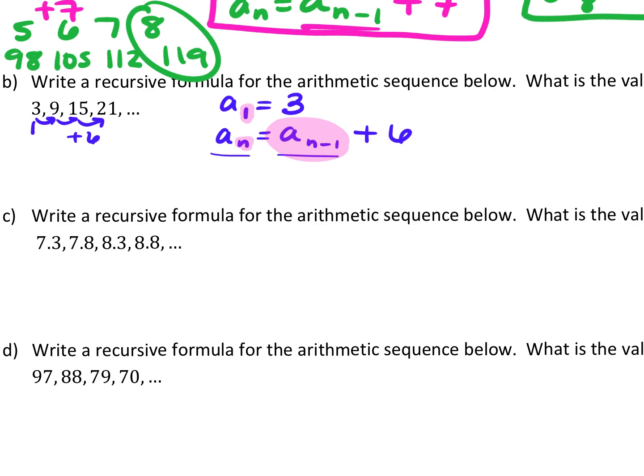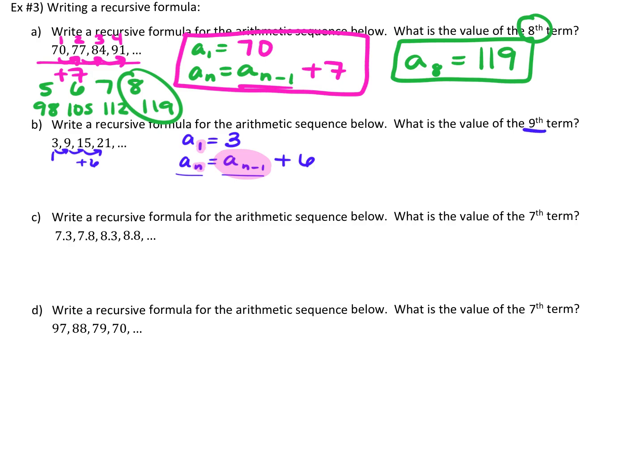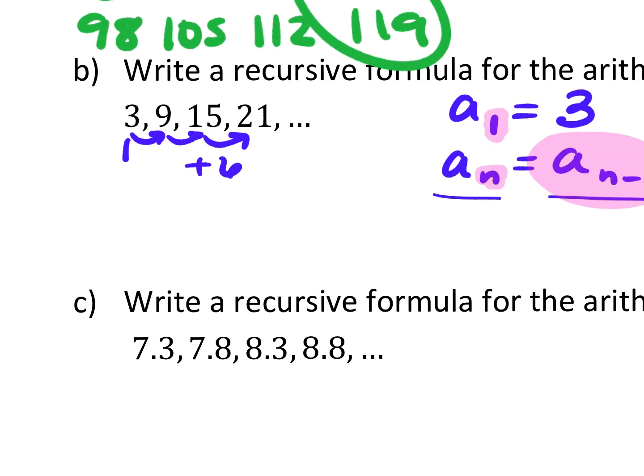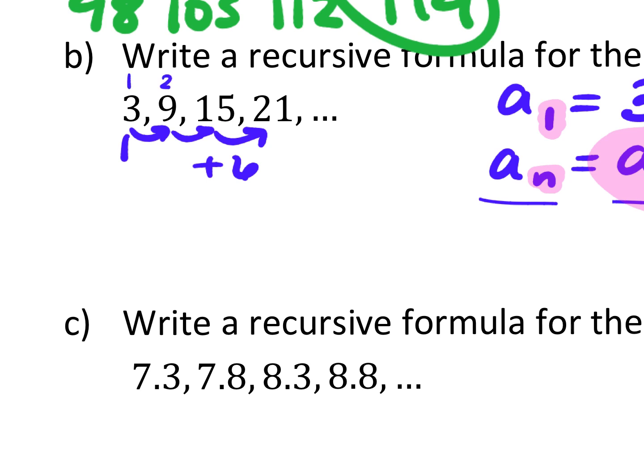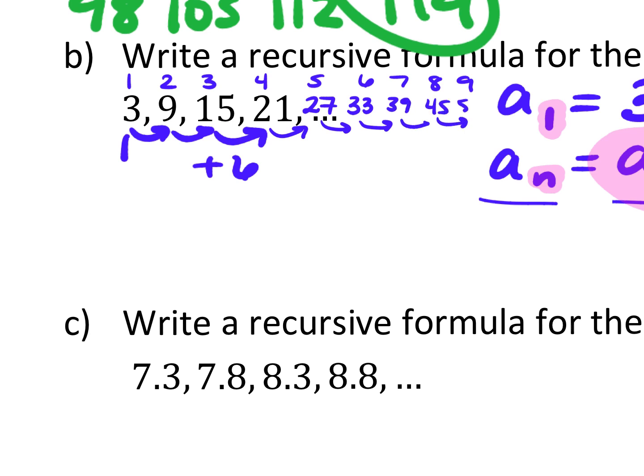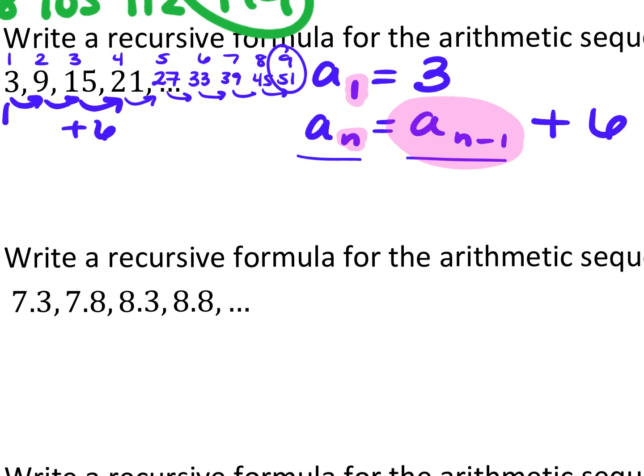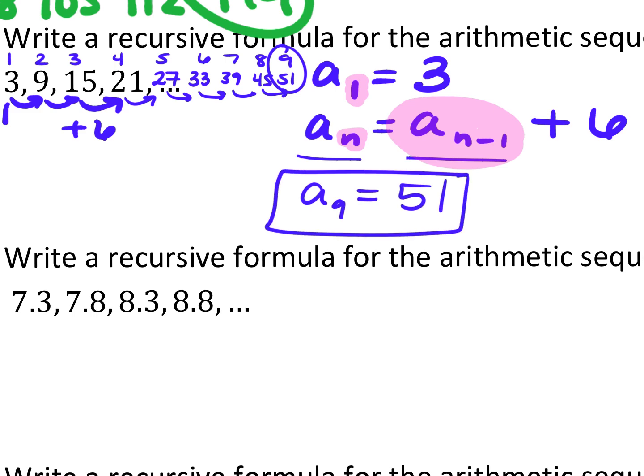Okay, now this one says, what is the value of the 9th term? How many terms do we have so far? We have 4. Term 1, 2, 3, 4. We want 5, 6, 7, 8, and 9. What's your next term, your 5th term? 27. What's the one after that? 33 after that. 39 after that. After that, 51. So your answer here is a sub 9. My 9th term is what? 51. Okay, so that's a sub 9.